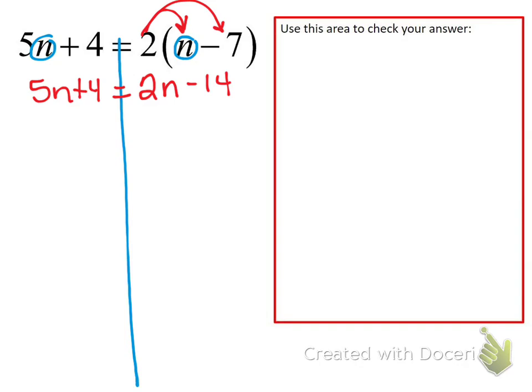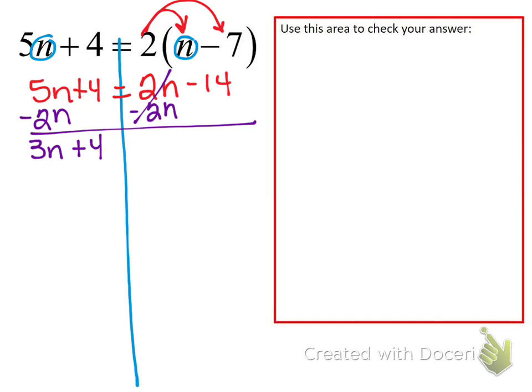Step 2 is where I want to get the variables on the same side of the line of equality, or on the same side of the equation. I do that by picking on the little guy, meaning I look at my term with the variable and determine which one's smaller, 5n or 2n. In this case, the 2n is smaller. So I'm going to move that 2n from the right side to the left. Because the 2n is a positive, I do the inverse operation, or the opposite, and I subtract it. So then I'm going to take 5n minus 2n to get 3n, bring down my plus 4 equals -14.